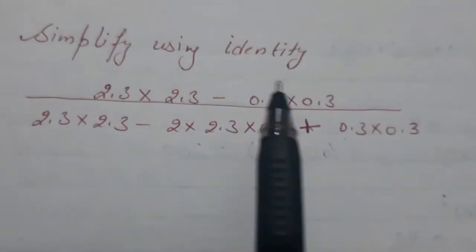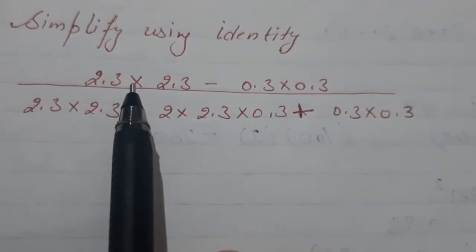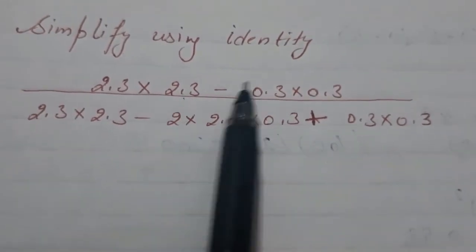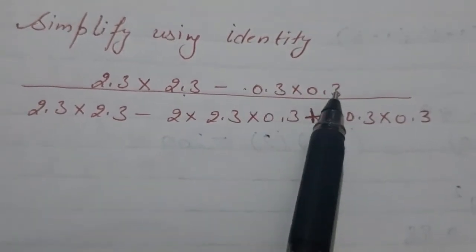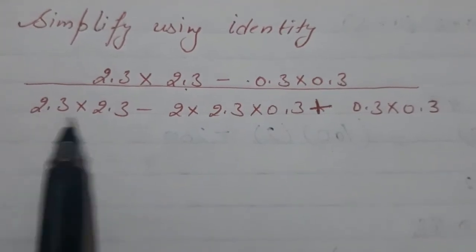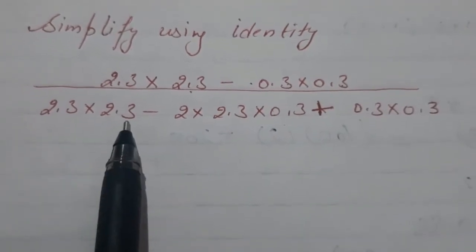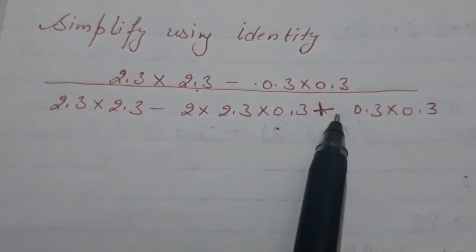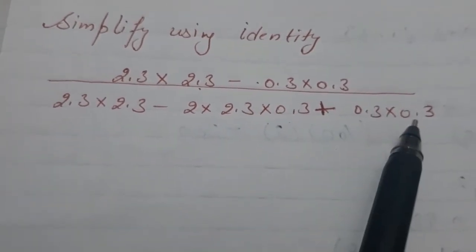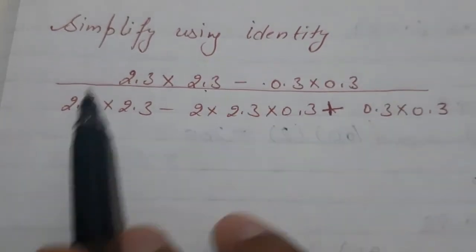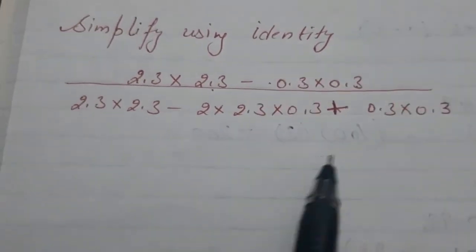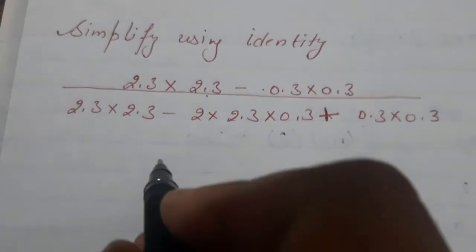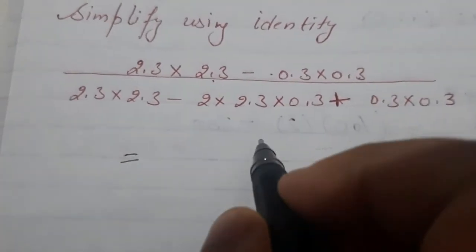Next is simplify using the identity. So the expression given is 2.3 into 2.3 minus 0.3 into 0.3 divided by 2.3 multiplied by 2.3 minus 2 multiplied by 2.3 into 0.3 plus 0.3 into 0.3. So looking at this, you may think I don't know what this has become, but what is it? Here we will use the identity.